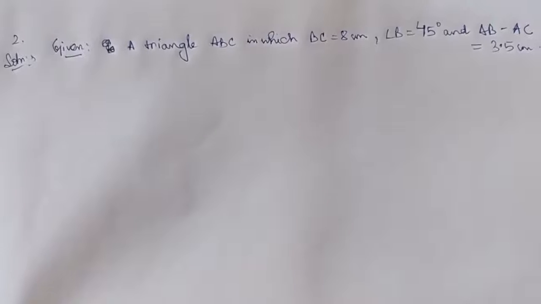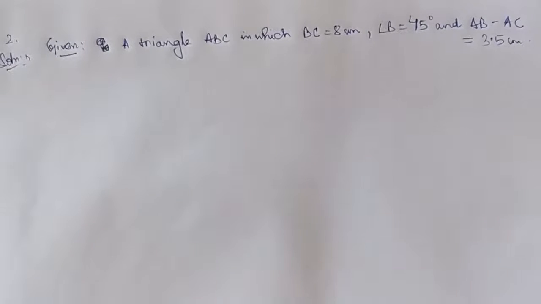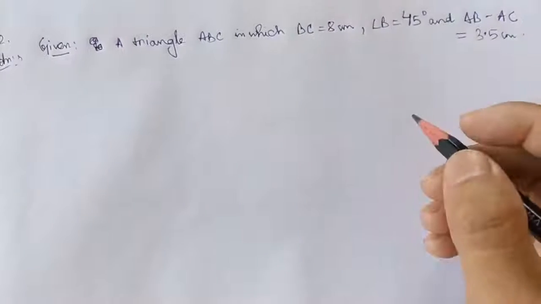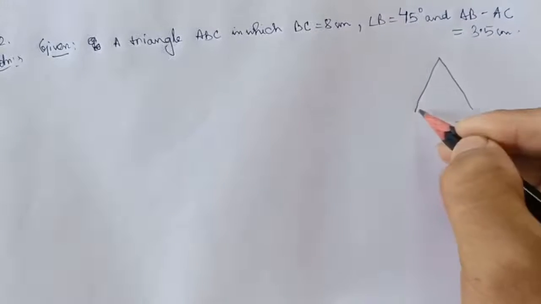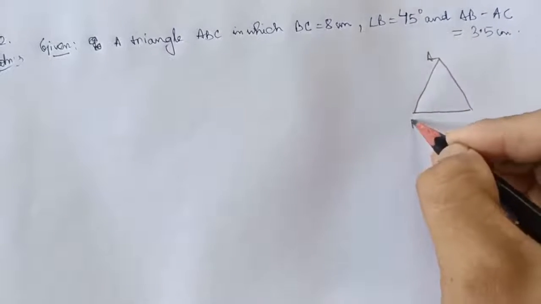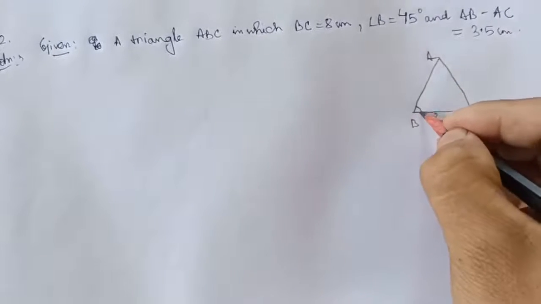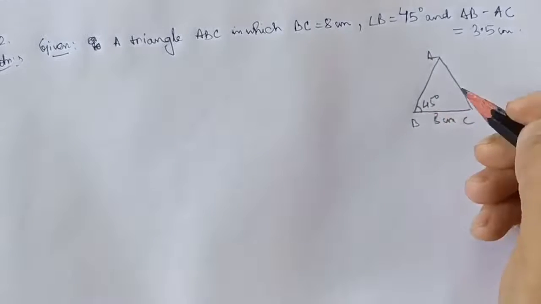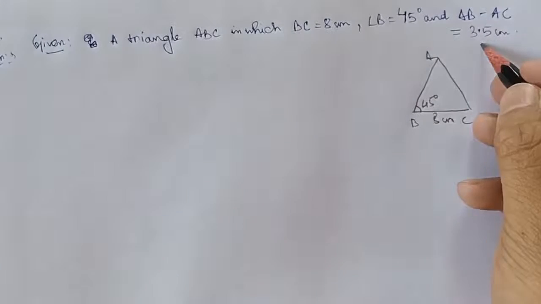Next, exercise 11.2, question number 2. Here we are going to construct a triangle ABC in which BC is equal to 8 centimeters, angle B measures 45 degrees, and the difference between the sides AB and AC is 3.5 centimeters. So let us first draw a rough figure of the triangle ABC. Side BC will be 8 centimeters, the measure of angle B will be 45 degrees, and the difference between AB and AC will be 3.5 centimeters.